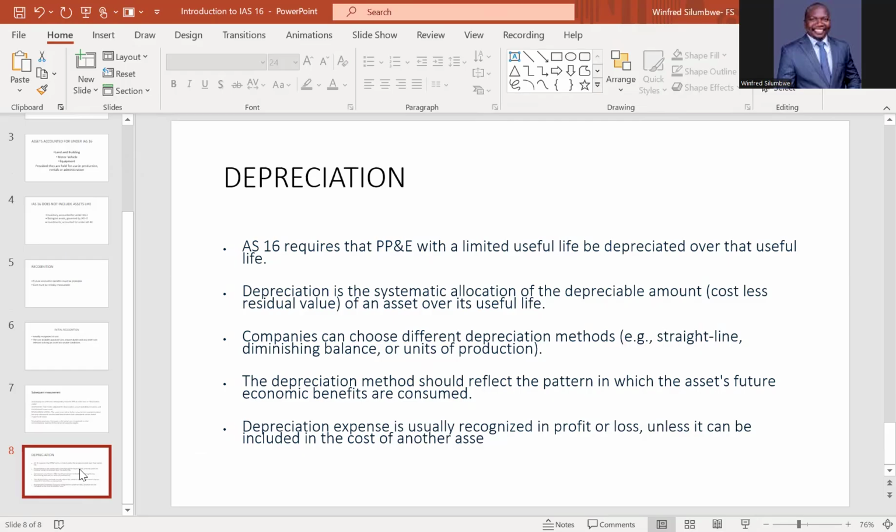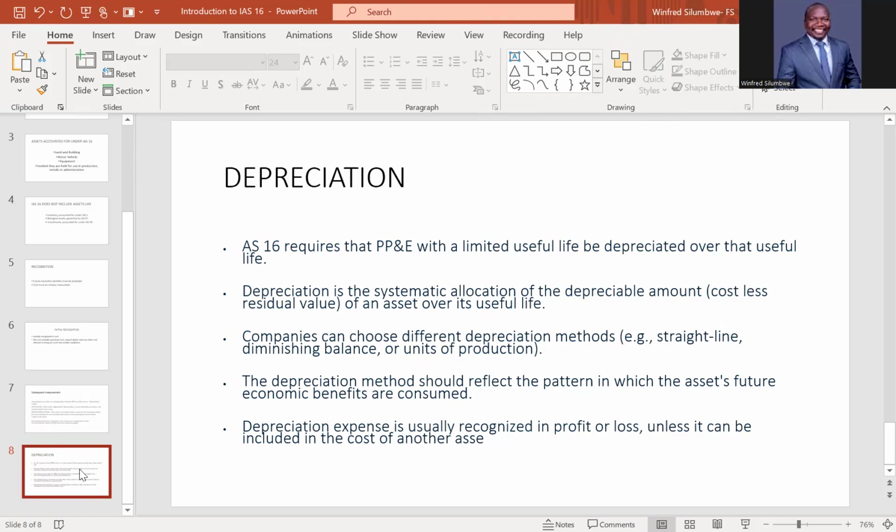Straight line is where they're saying the asset's life is 5 years. You just divide by the number of years, 5. Or you can use the reducing or diminishing method, whereby after you deduct, you remove the previous depreciation, and then you depreciate the balance. Again, you remove the accumulated depreciation, and it continues like that.